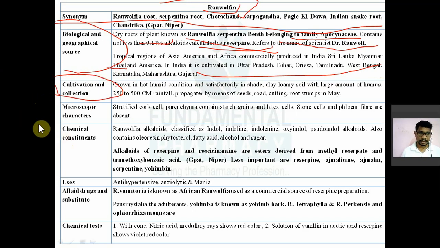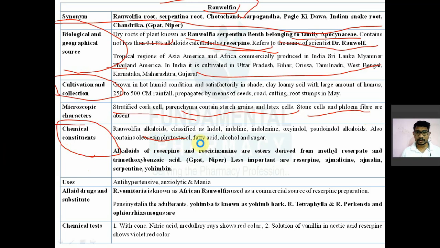Microscopic character, just remember, stratified cork cells. It is a root, so it will have cork, cortex, phloem. Stratified cork cells, parenchyma containing starch grains and latex cells, some fibers. Chemical constituents are important. Okay, so what are the chemical constituents? Rauwolfia alkaloids consist of different varieties of alkaloids like indole alkaloids, indoline alkaloids, indolenine alkaloids, oxindole alkaloids, pseudoindoxyl alkaloids. Okay, these are the classes of alkaloids. It also contains some oleoresin, phytosterol, fatty acids, alcohol and some sugar.